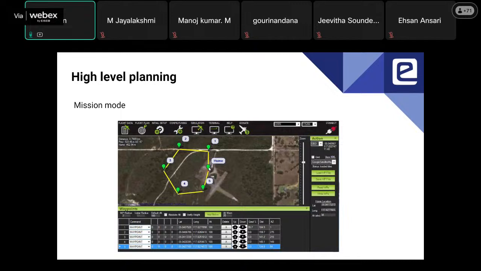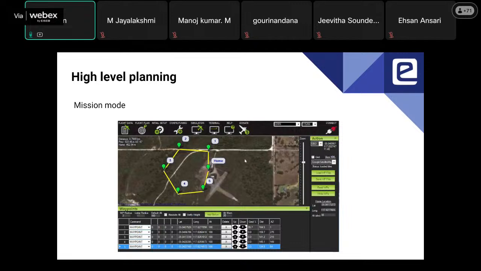You use the software, click on this, then you specify it as home. So this is where the quadcopter will start. When you specify other positions, these key points are known as waypoints: 1, 2, 3, 4, 5, then again back. So what happens here is the drone will start from here.